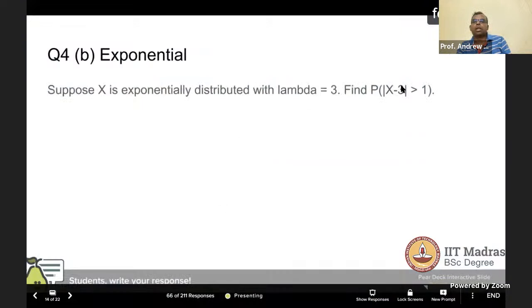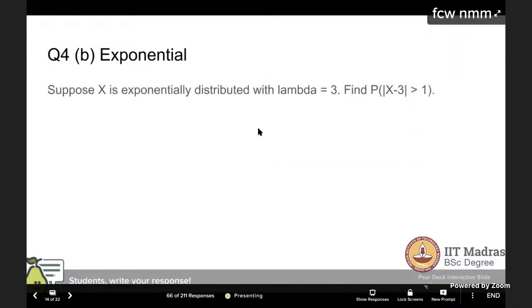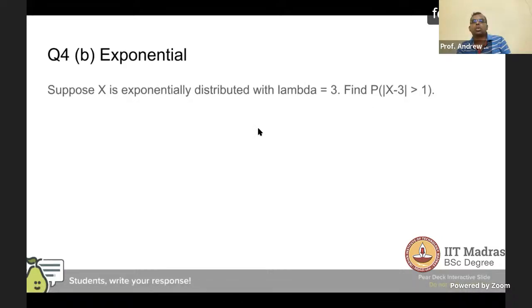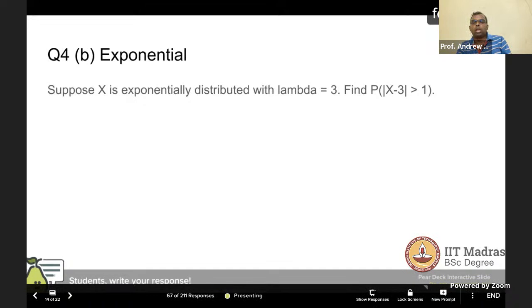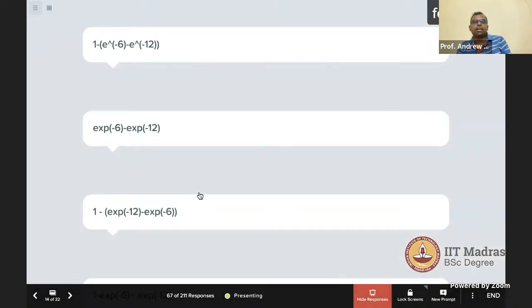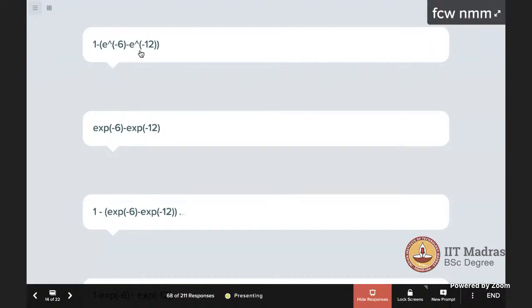Okay. So the correct answer is e to the power 6 minus e to the power 12, correct? All positive. No. The correct answer is this one here, 1 minus what you just said. Is that okay? Yes, sir. Okay, got it. 1 minus.